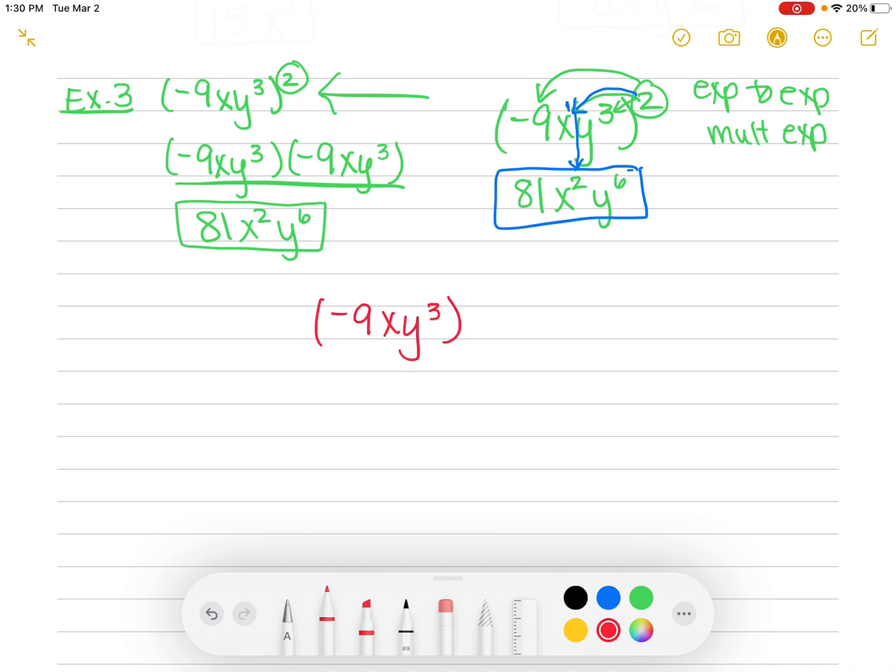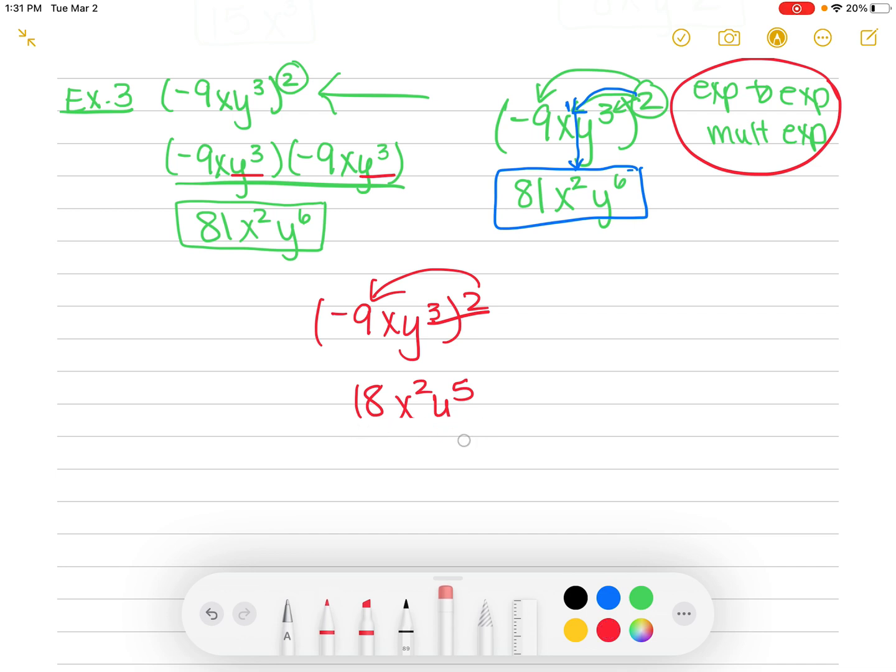In fact, I don't want you to write this because I'm going to do it wrong. Most of the time when I get a problem like this, I have kids go, oh, 2 times 9 is 18, and then x squared y to the 5th, because they add those exponents. When it's an exponent to an exponent, you always multiply the exponent, so 3 times 2. Because remember, it's like saying I have y to the 3rd power here and y to the 3rd power here, so I have y to the 6th power. Okay, I hope that's understandable. If you're not understanding it, then hit pause, rewind, and listen to it again.